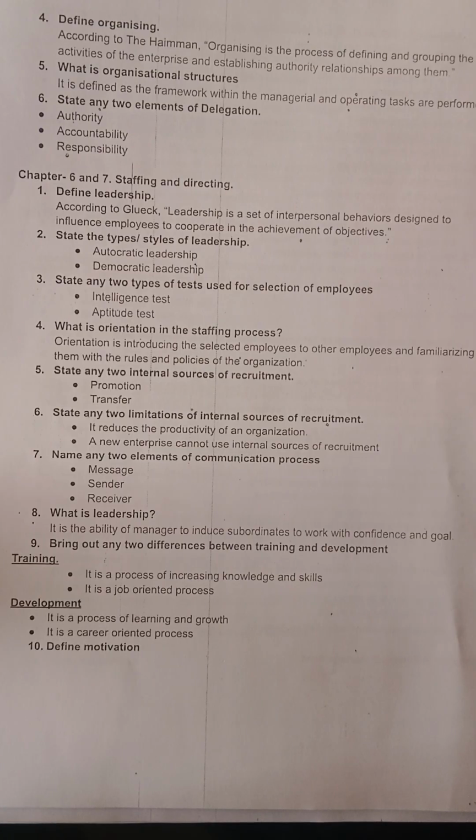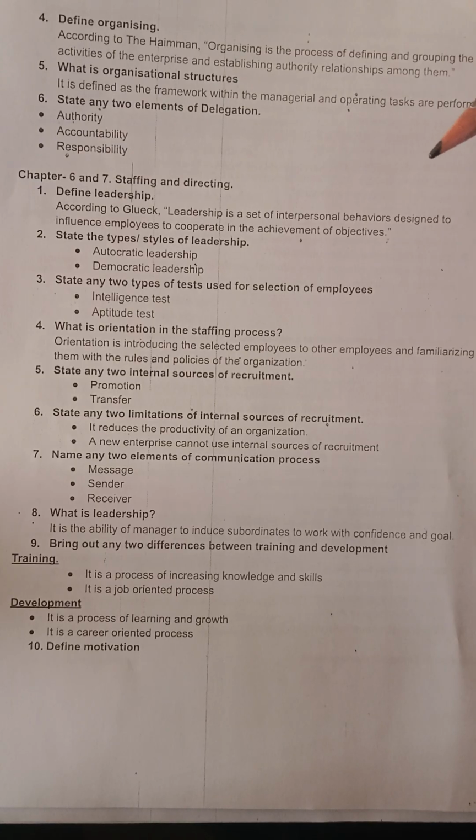Next, come to the third question. State any two types of test used for selection of employees. First one, intelligence test. Second one, aptitude test. Next, what is orientation in the staffing process? Orientation means introducing the selected employees to other employees and familiarizing them with the rules and policies of the organization. Next, come to the fifth one, state any two internal sources of recruitment: promotion and transfer.